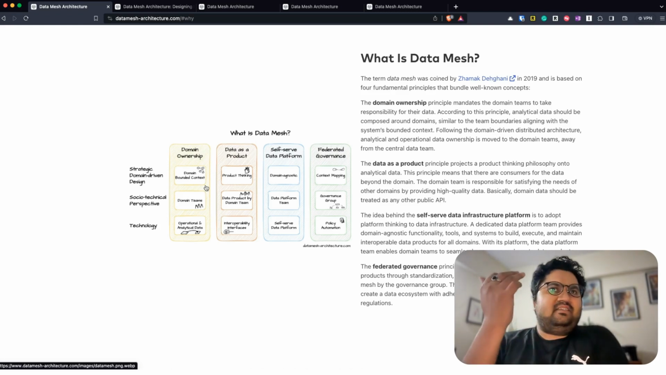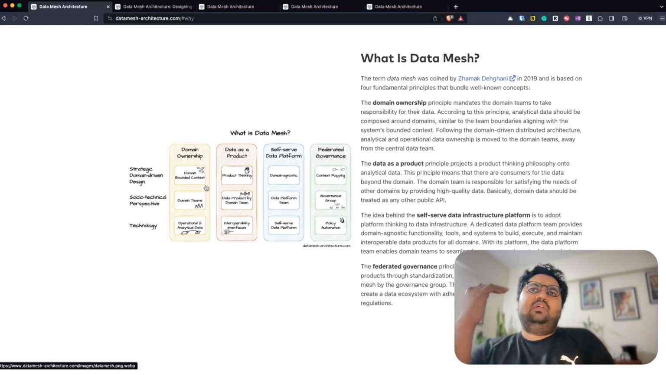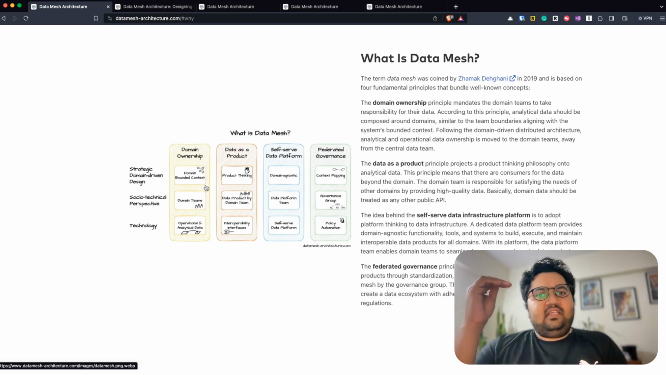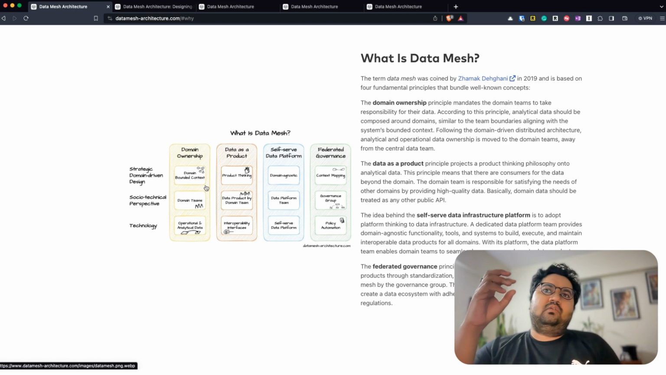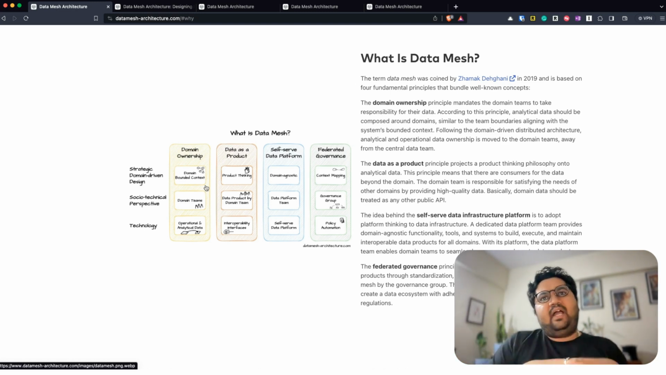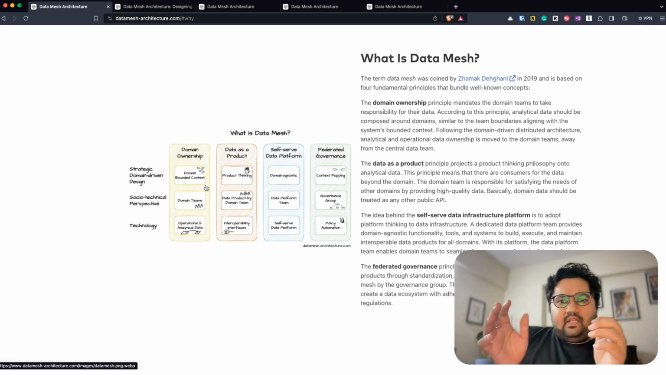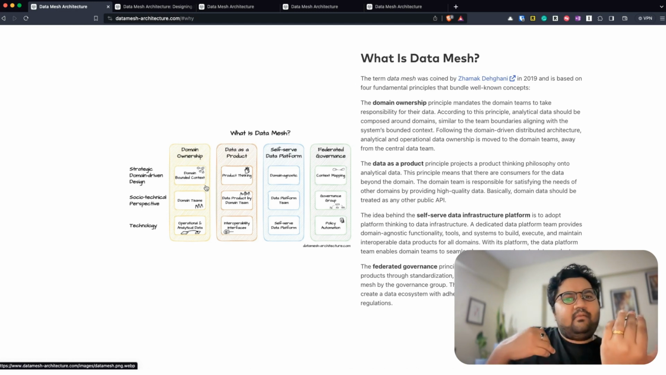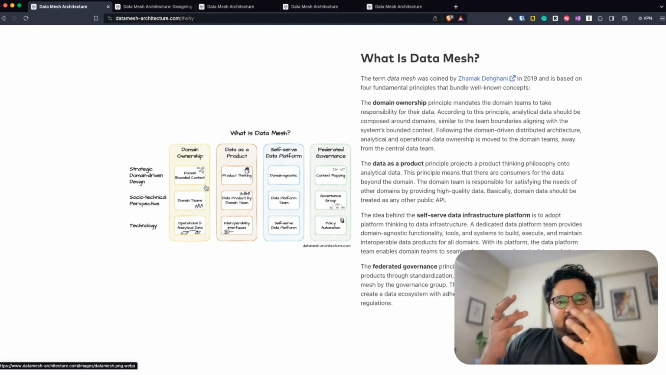The next principle is self-serve, and self-serve is the idea that you shouldn't be limiting access in a way that is inhibitive. All or most teams should be able to access the data irrespective of the domain they have and the tools and systems they use. So there should be some sort of self-serve data platform where people can come in, create different data products, pull different sources and stuff like that.